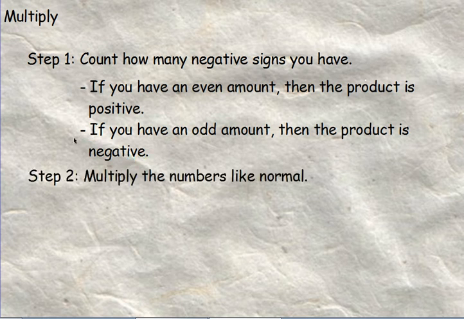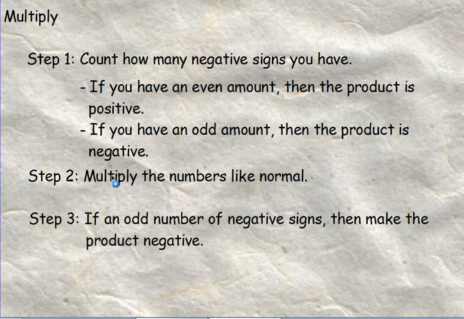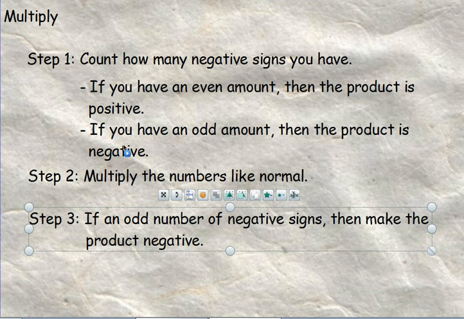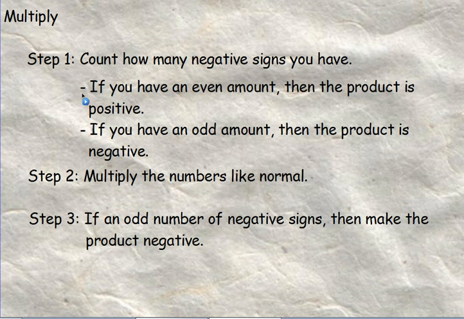Your step 2 is you're just going to multiply the numbers like normal. So you're just going to forget about the negative signs, you're just going to multiply. And then step 3, if an odd amount of negative signs, then we make the product negative. So that's exactly what we just set up here. If it's an even amount, we're going to make it positive. If it's an odd amount, we're going to make it negative. So let's take a look.